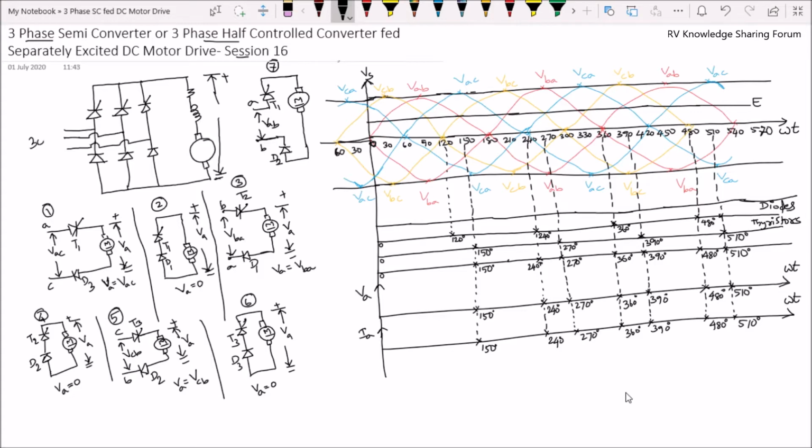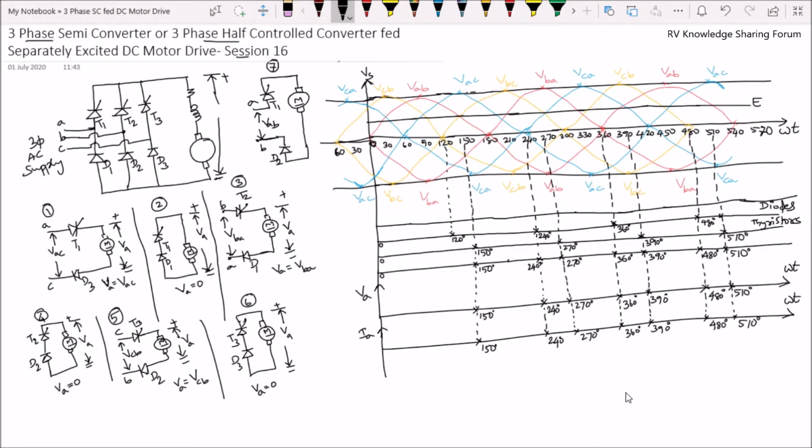Here a three-phase AC supply is given to this circuit, with line voltages A, B and C. Line A is connected to thyristor T1 in the upper leg, and the same line A is connected to diode D1 of the lower leg. Line B is connected to thyristor T2 in the upper leg and diode D2 in the lower leg, and line C is connected to thyristor T3 in the upper leg and diode D3 in the lower leg. So this forms our three-phase semi-converter, or half-controlled converter.